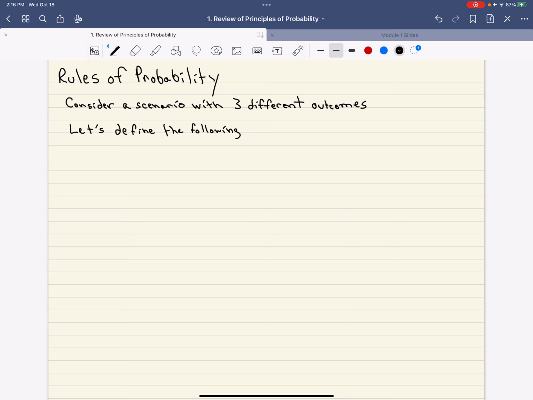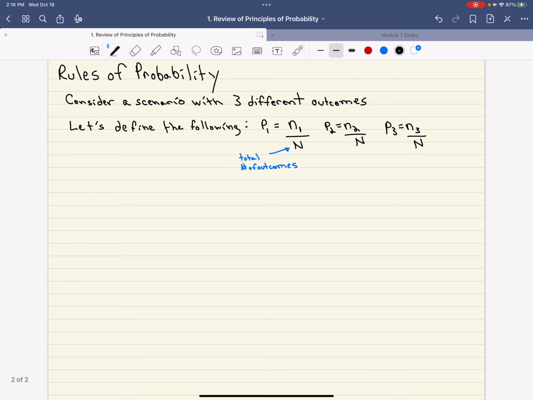Such that probability 1 is just the number of different outcomes that involve outcome 1 over n, which we'll say is just the total number of outcomes. Similarly, P2 would be n2 over n, P3 would be n3 over n.